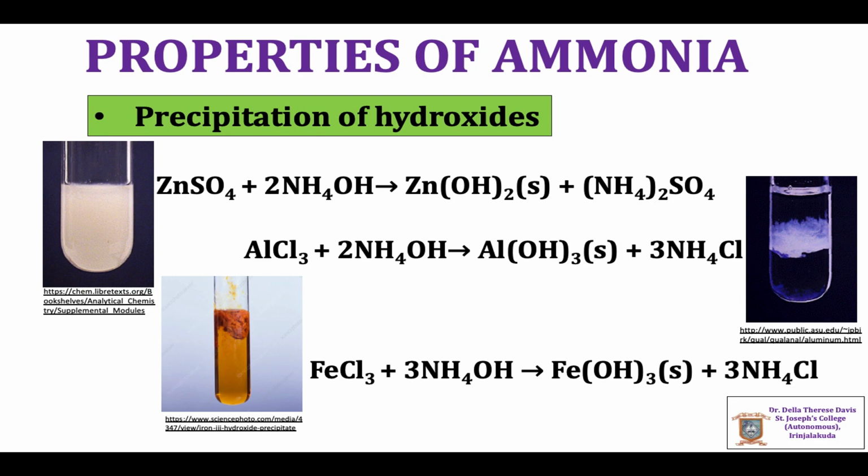A brown precipitate of ferric hydroxide is formed when aqueous ammonia reacts with ferric salts.